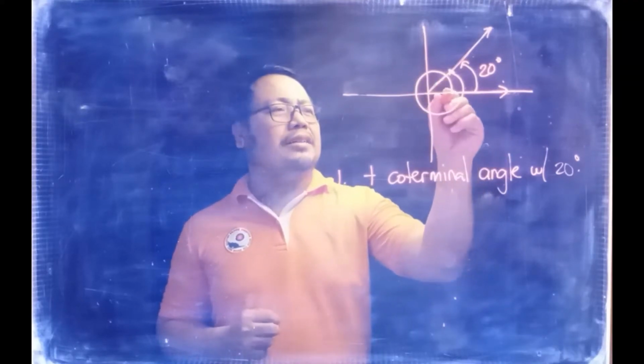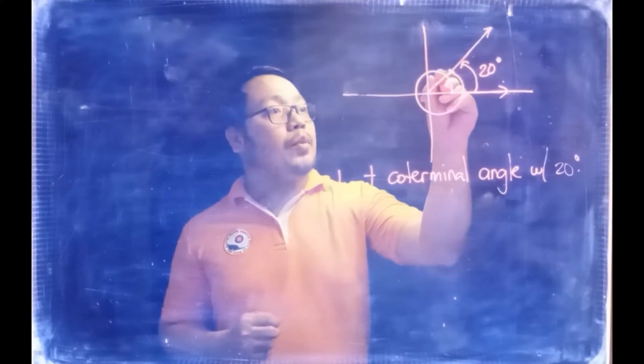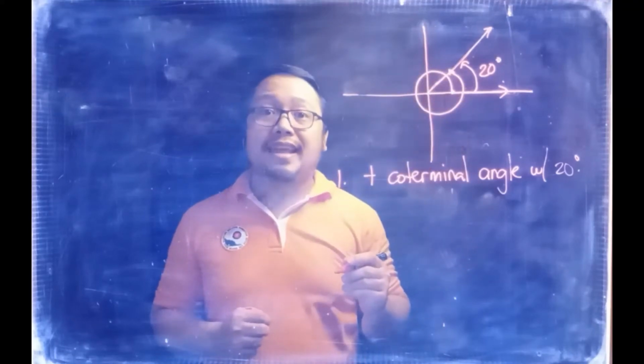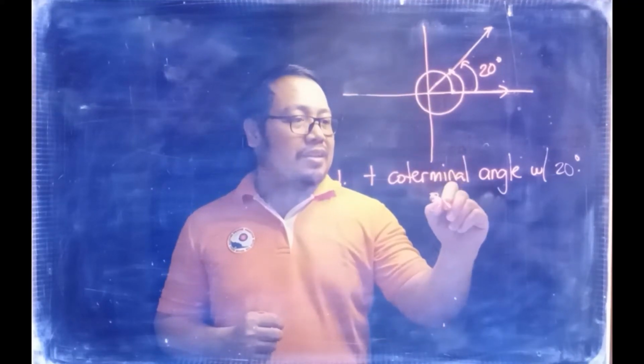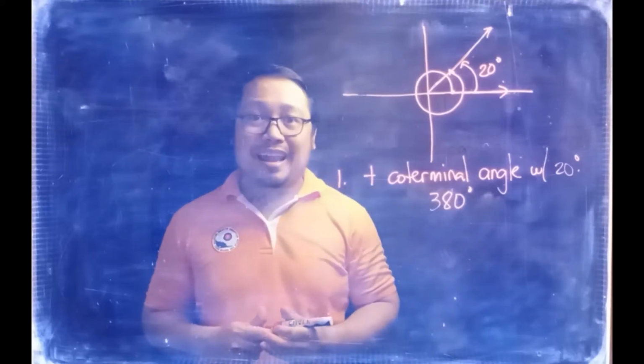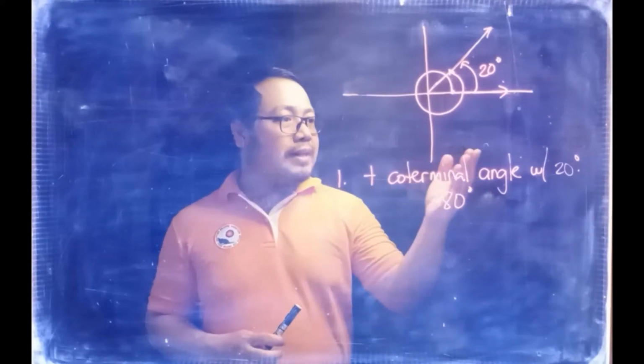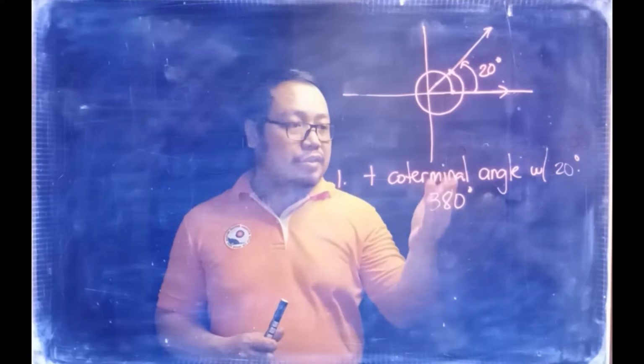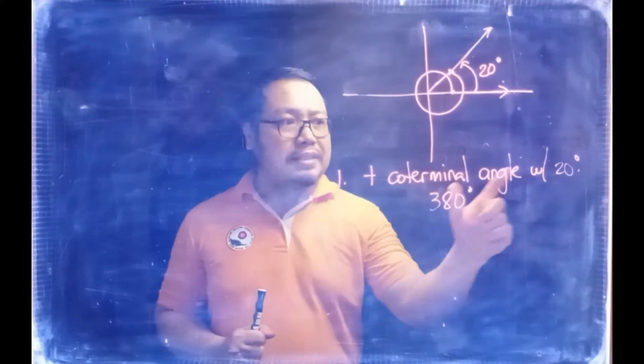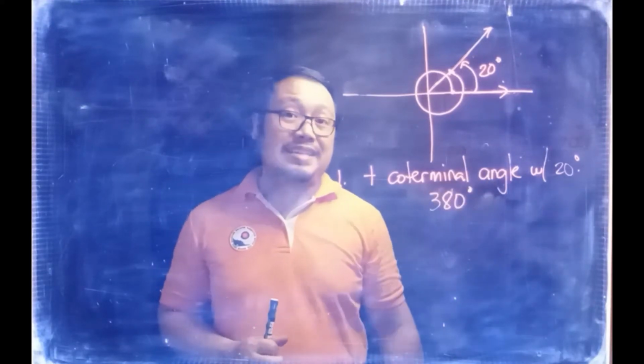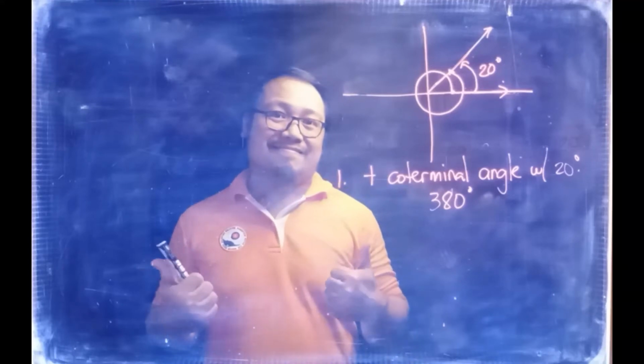What is this angle? 360 plus 20 is 380 degrees. So that is your answer. The positive coterminal angle with 20 degrees is 380 degrees and they differ by 360 degrees. Let's try this one.